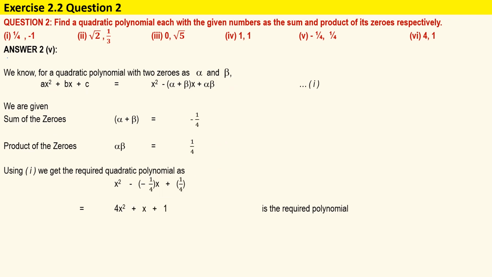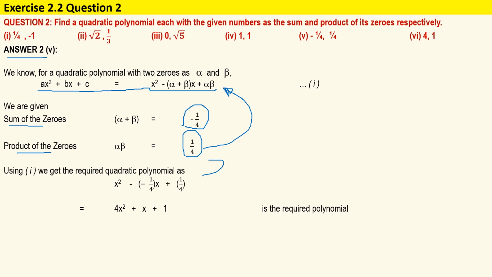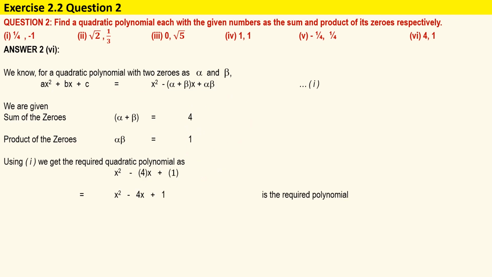Now let's do the answer number 2 part 5. We know that the quadratic polynomial can be written as ax square plus bx plus c, which is equal to x square minus alpha plus beta x plus alpha beta. We are given here the sum of the zeros as minus 1 divided by 4 and the product of the zeros is given to us as 1 divided by 4. We will put these two values in the equation number 1 and based on that we will get the quadratic polynomial as x square minus of minus 1 by 4 x plus 1 by 4, which when we simplify it will be equal to 4x square plus x plus 1.